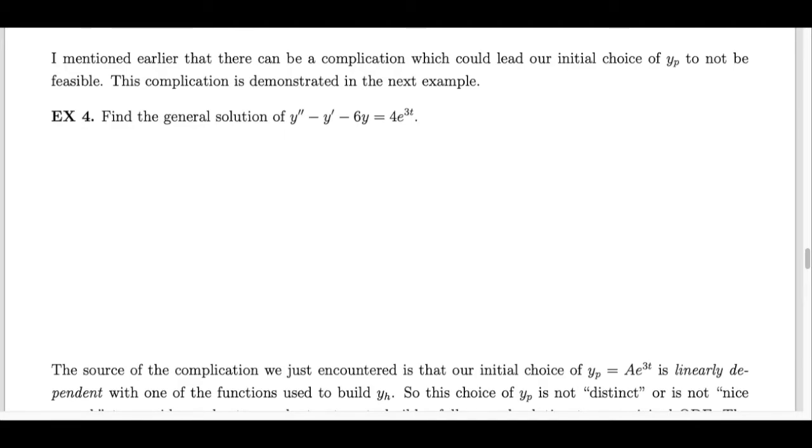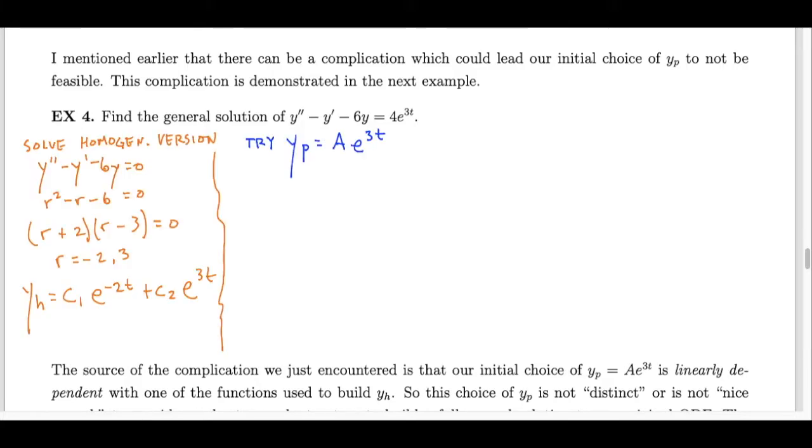I'd like to demonstrate that complication through example 4, and then we'll talk about the procedure for addressing this issue. Here I've gone ahead and solved the homogeneous version. So I know that my y sub h is c sub 1 e to the negative 2t plus c sub 2 e to the 3t. And then based on the previous example, since this right-hand side is an exponential e to the 3t, I will try y sub p to be some constant times e to the 3t.